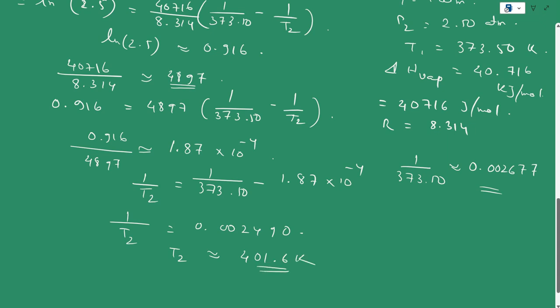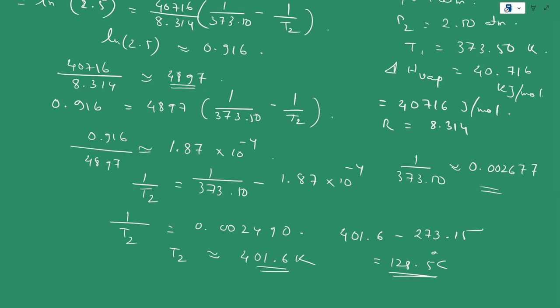Okay. Now convert it to Celsius. So we get 401.6 minus 273.15. So this is 128.5 degrees Celsius. All right. So the final answer for the question 5.3, this is 128.5 degrees Celsius. So at 2.5 atm, the water boils at 128.5 degrees Celsius. And that's why the pressure cookers cook food faster. Okay. So your mother is basically using the thermodynamics daily.